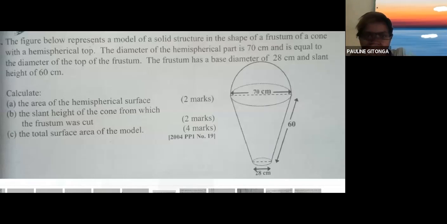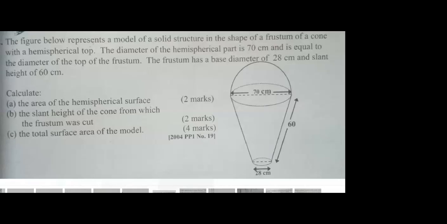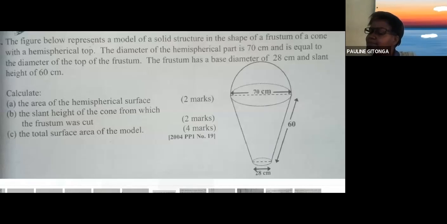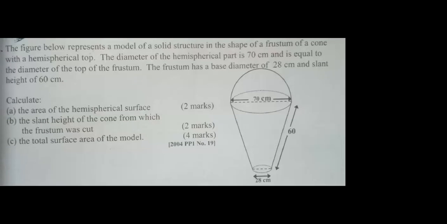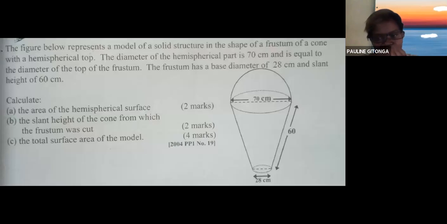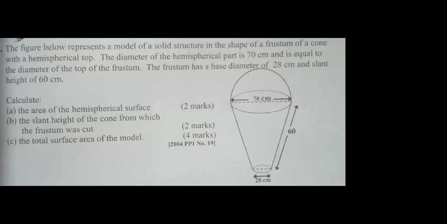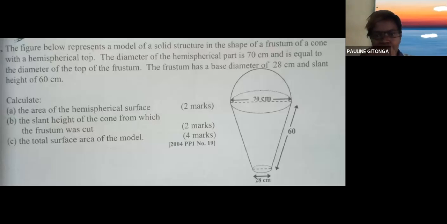Motuma, what is the answer? 308 centimeters squared. What have you done to get 308? I've done 2 pi r squared, which is the formula for the total surface area of a hemisphere. Have you added the top? I said it is a solid hemisphere of radius 7 centimeters. When you are not told whether it is solid or not, you are supposed to add the top part.